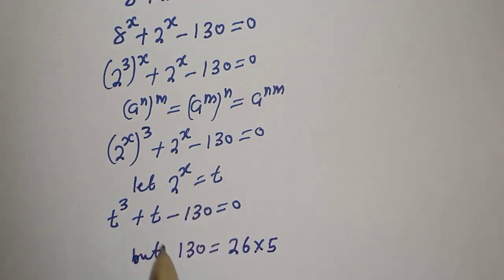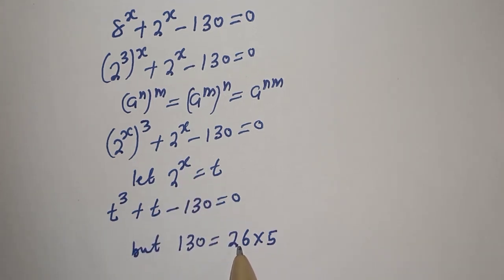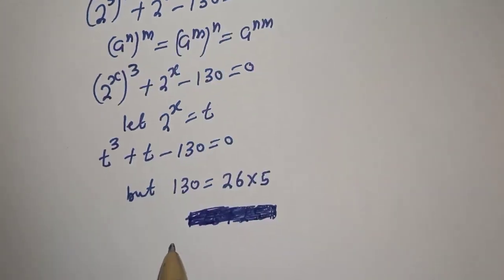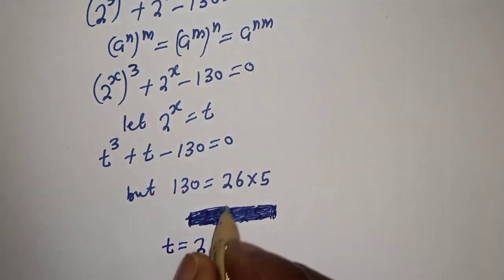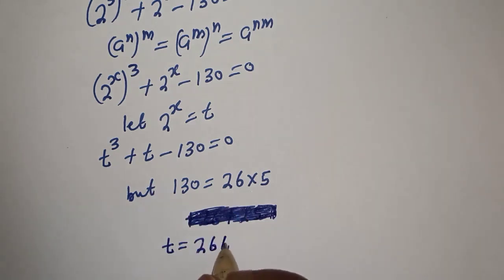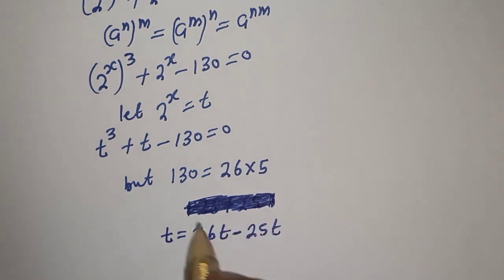So how do we get this? We have the largest one here is 26. If you have t is equal to 26t minus 25t, so let's substitute here.